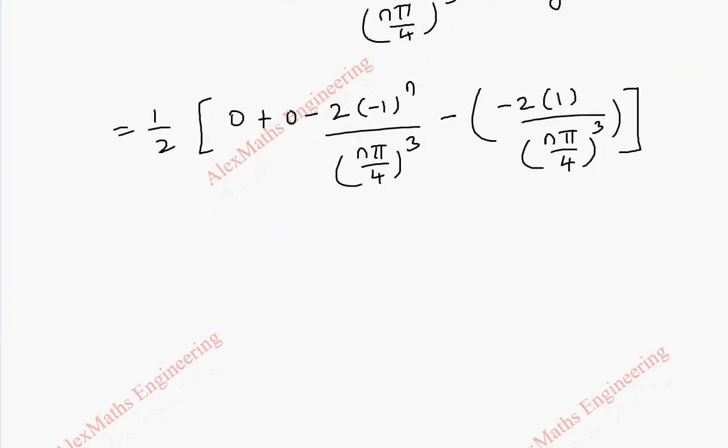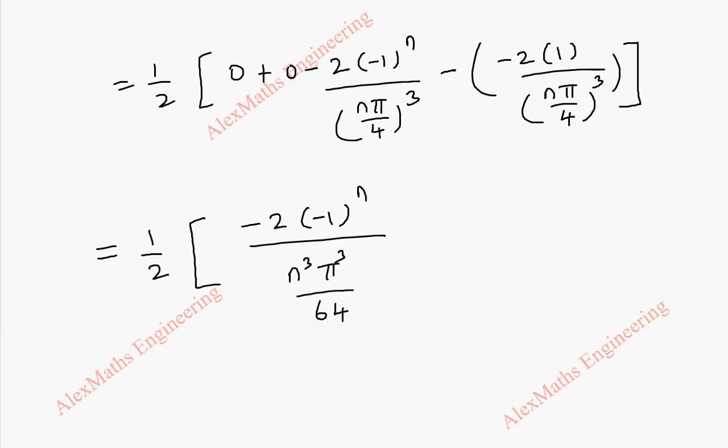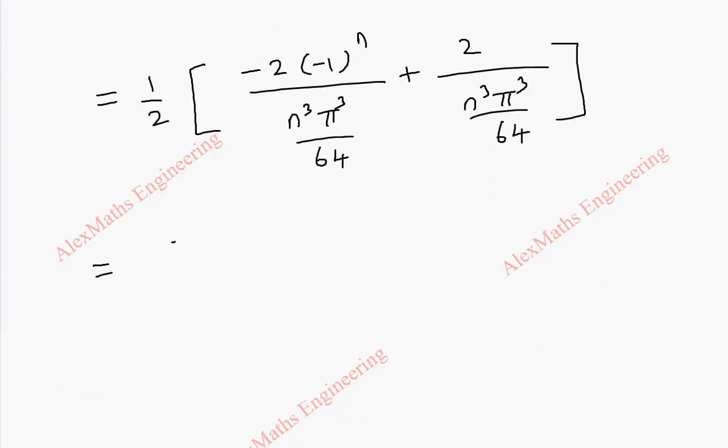Now we have this as equal to 1 by 2 of minus 2 into minus 1 whole power n by n cube pi cube by 4 cube, which is 64. Then this will become plus 2 by n cube pi cube by 64. Now we can take the common terms out. Minus 2 is common in the numerator, and in the denominator we can take n cube pi cube by 64. That 64 we can take to the numerator, and this will become minus 1 whole power n, and when minus 2 is taken common from this, the remaining will be minus 1.